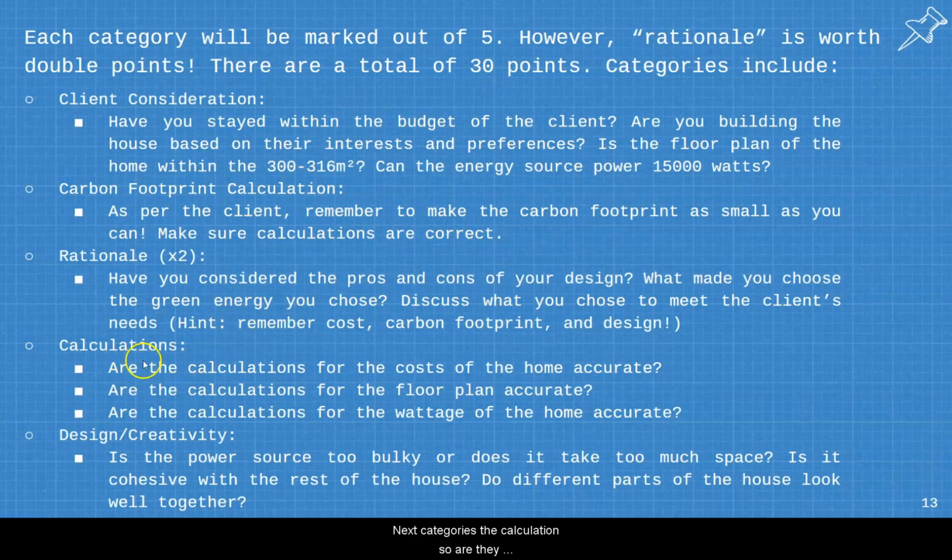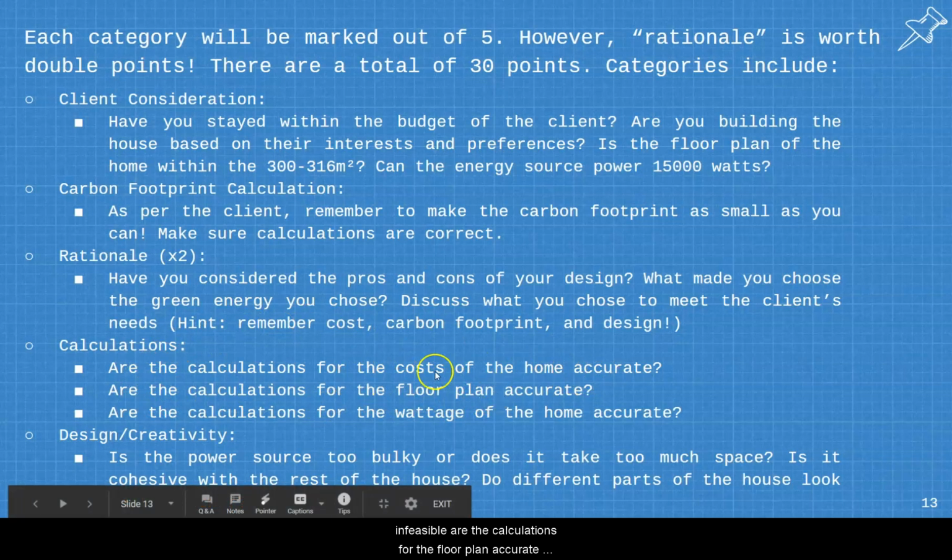The next category is the calculations. So are the calculations for the cost of the home plan accurate and feasible? Are the calculations for the floor plan accurate? And are the calculations for the wattage of the home accurate as well? So that's just making sure that you're actually doing it correctly.